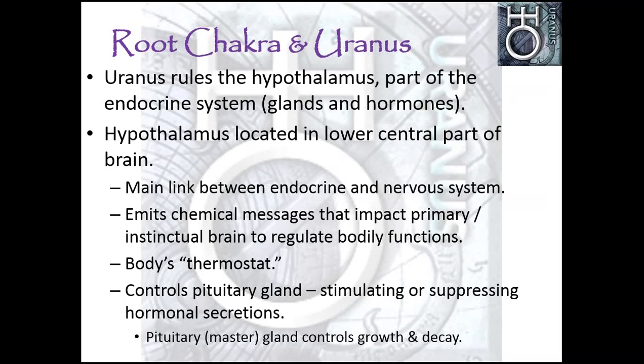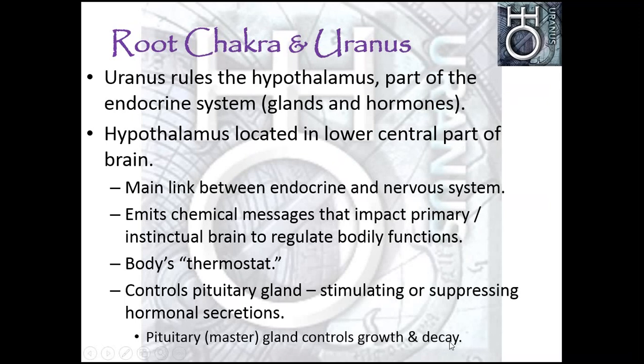So the hypothalamus emits, all the glands emit chemical messages, okay, and hormones. The hypothalamus emits the chemical messages that impact primary and instinctual brain to regulate the bodily functions. Again, there's that co-rulership of the parasympathetic nervous system. The hypothalamus is sometimes called the body's thermostat. And the hypothalamus has a direct link and impact on the pituitary gland, that master gland, and it stimulates or suppresses hormone secretions in the pituitary gland. And the pituitary gland, remember, Jupiter co-ruler with that, growth and decay.